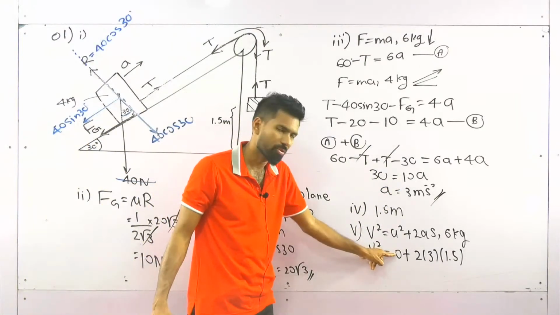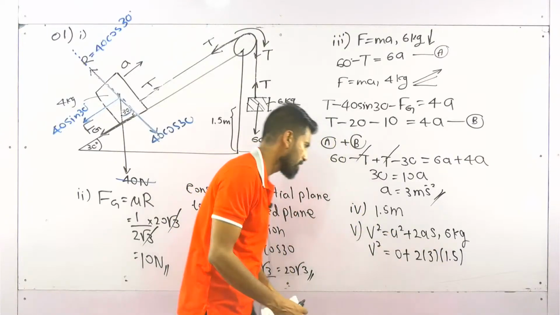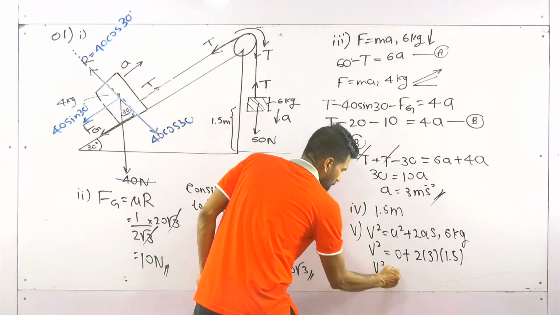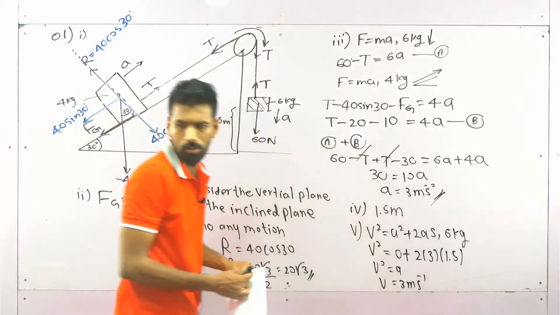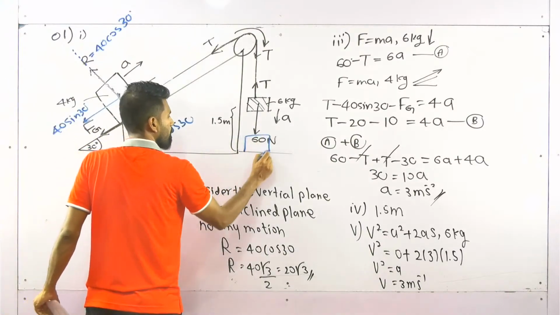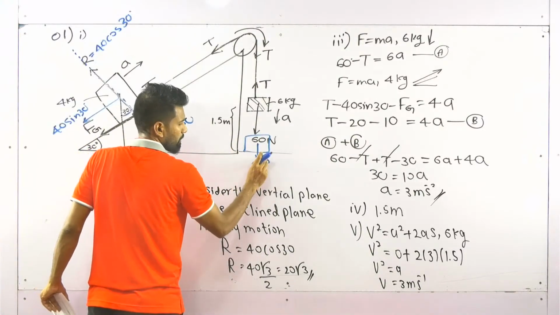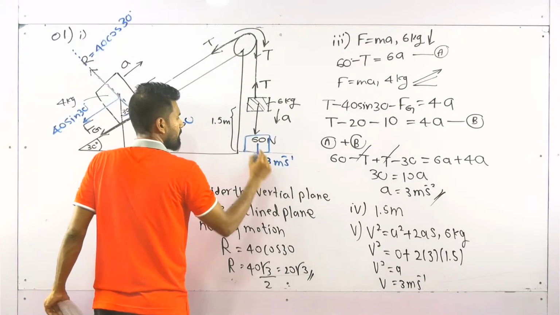V square is 0 at the beginning plus 2 times acceleration 3 times 1.5 meter down. V square is equal to 9 and V is equal to 3 meters per second. So when the 6 kg block hits the ground, it will have a velocity of 3 meters per second.